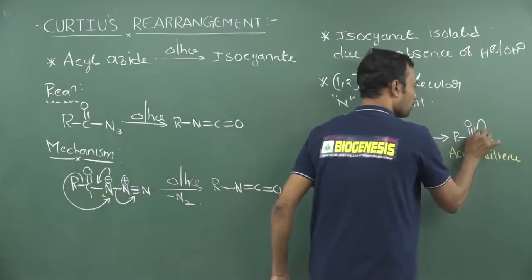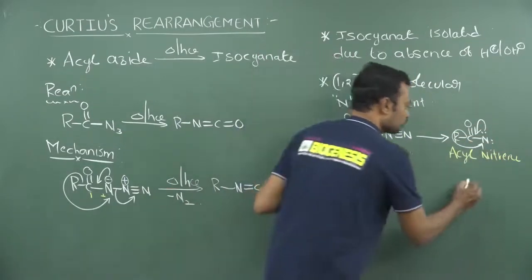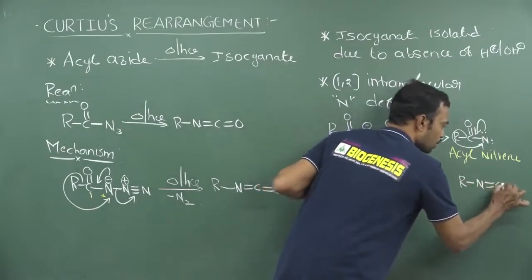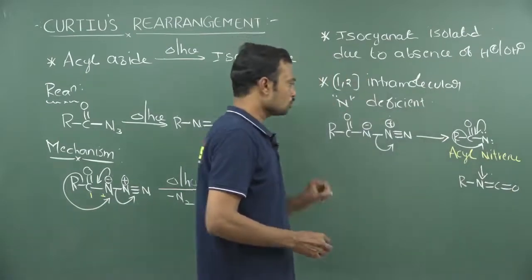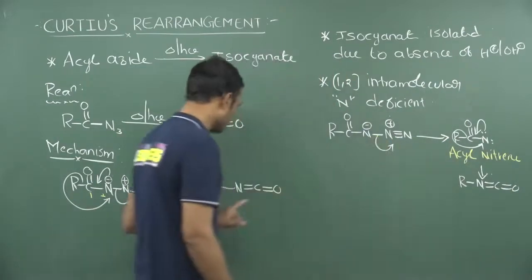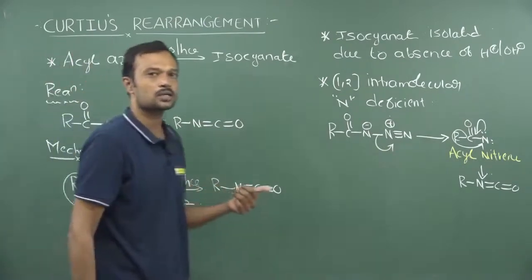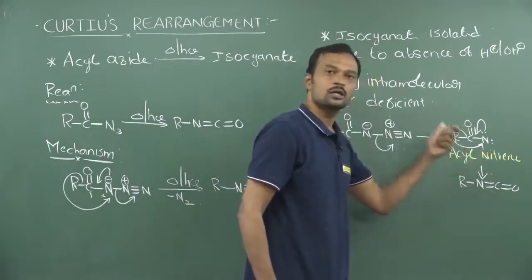Now this lone pair will migrate from here to here. After migration of this, this is R, next here the nitrogen and this carbon, you will get a double bond like this, isocyanate. So initially there is loss of N2, then migration of this R. If it takes place in multiple steps, I am saying from here to here is one step and from here to here is the second step.